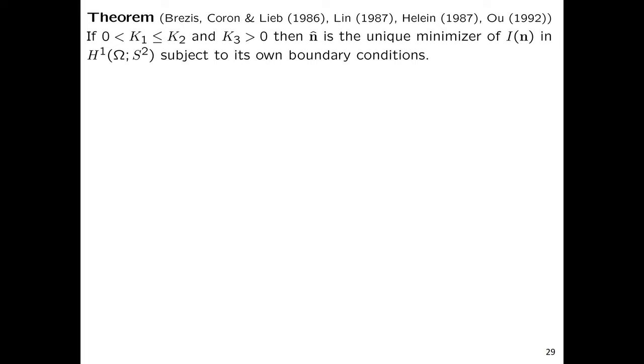Now, what's very interesting about this result is that you don't have to assume that K1 is less than or equal to K3. In some earlier versions that was done, but you only have to assume that it's easier to splay than it is to twist. But the bending somehow takes care of itself, and it's a unique minimizer. It is a minimizer, and it's a unique minimizer.